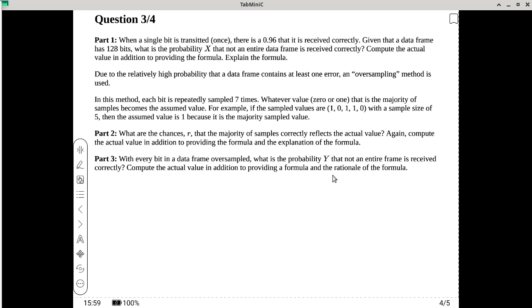Okay. All right, so part one says when a single bit is transmitted, okay, there's a typo, there's a chance that it is received correctly, which is 0.96. There's a 96% chance that a bit is received correctly with one single sample. Given that a data frame has 128 bits, what is the probability X that not the entire data frame is received correctly? In other words, at least one bit out of 128 is not received correctly. Compute the actual value in addition to providing the formula, explain the formula.